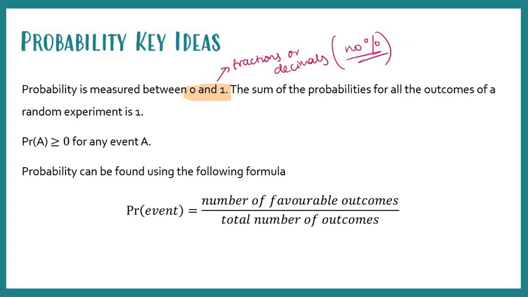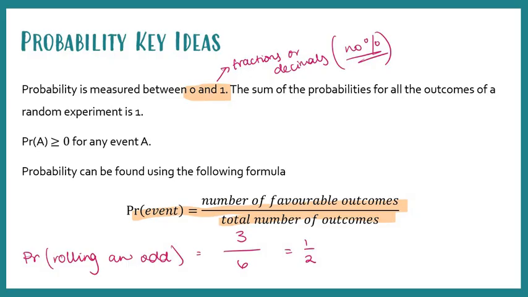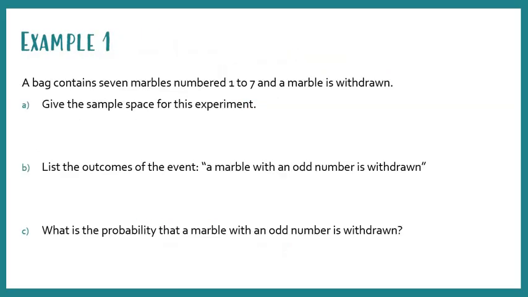And we can find very simple probabilities just using the formula below, being the number of favourable outcomes over the total number of outcomes. Okay, so for example, if I had rolling an odd number for that six-sided die from before, our total number of outcomes is 6, and then our favourable outcomes were 1, 3, and 5. So there were 3 favourable, meaning that our probability there is a half.